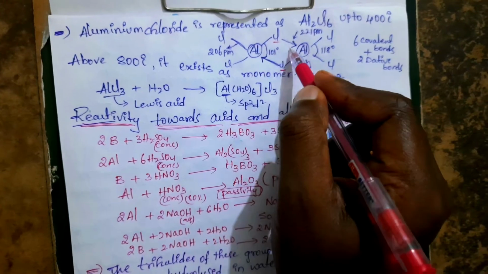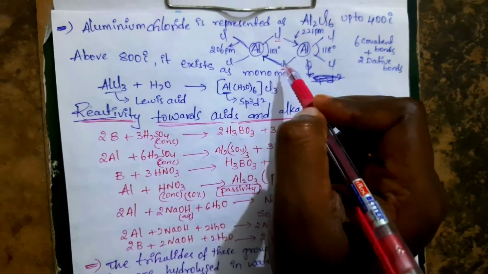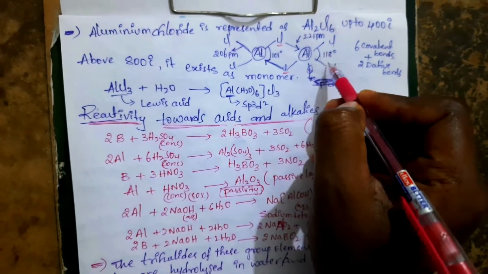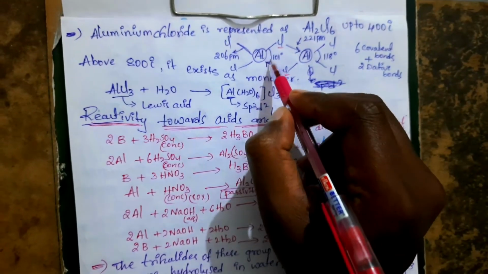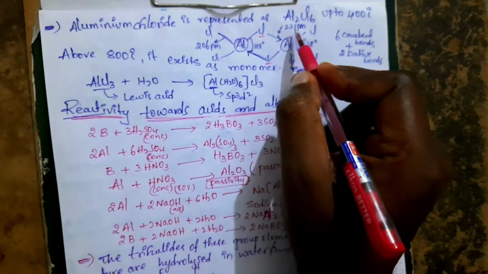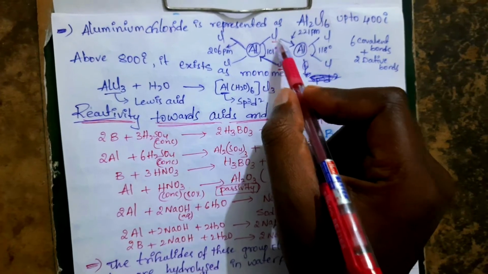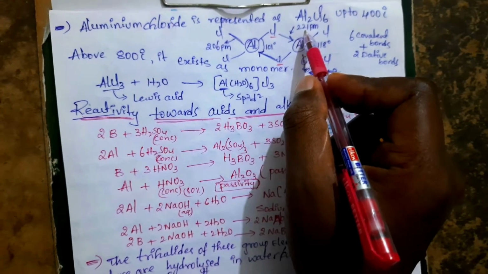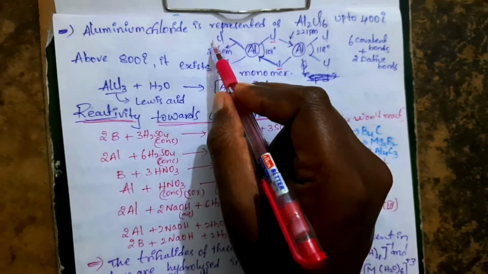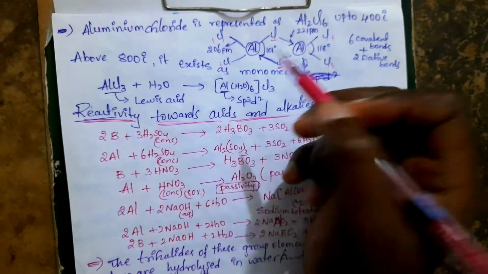So these are called 3-centered 2 electron bonds. Here the bond angle will be 118 degrees. Here the inner bond angle will be 101 degrees. Now when we are comparing the bond length, the bridged chlorine to aluminum bond length will be 221 picometer. The terminal chlorines, these are called terminal chlorines. Terminal chlorine bond length will be 206.